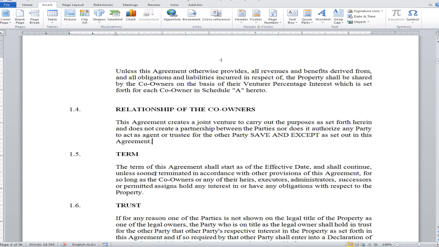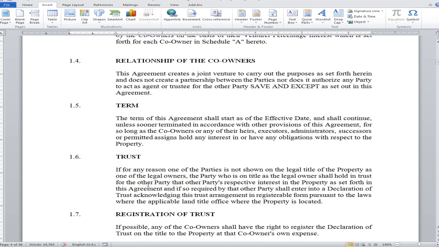So the term of the agreement shall start on the effective date and shall continue until, unless sooner terminated, in accordance with the provisions of this agreement. So then we have trust. For any reason one of the parties is not shown on the legal title of the property as one of the legal owners, the party who is on title as the legal owner shall hold in trust for the other party and other parties' respective interests in the property as set forth herein.